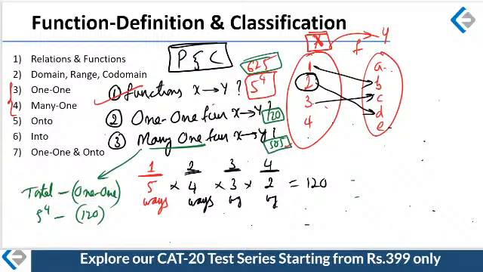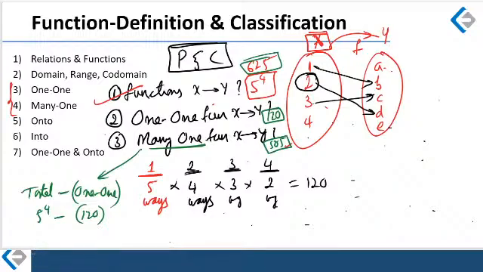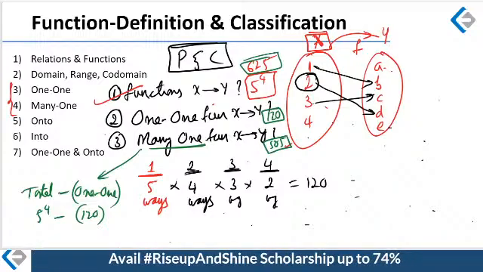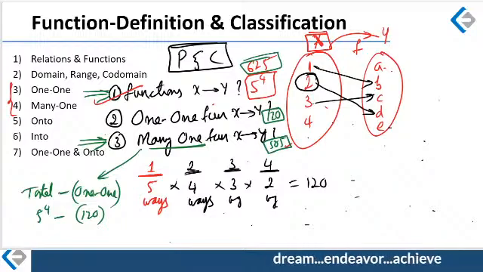There is no direct way to find the many 1 function. The best way is total number of functions minus number of 1 functions, which gives the many 1 function. Most of you would have judged by now: the 2 questions they generally ask in the exam are either the total number of functions or the many 1 function. That's what I generally observe in the exam papers.